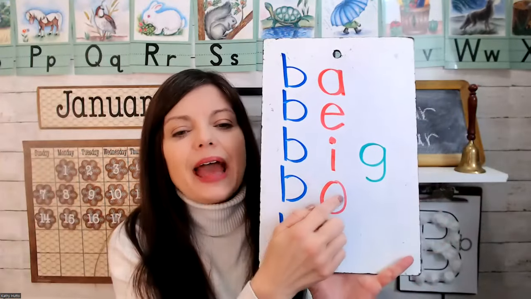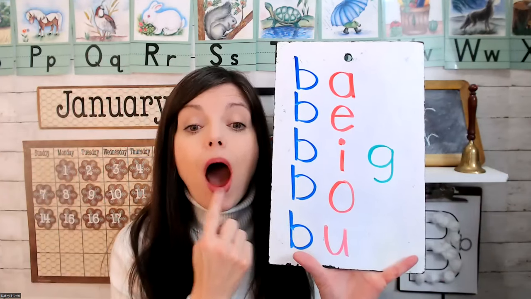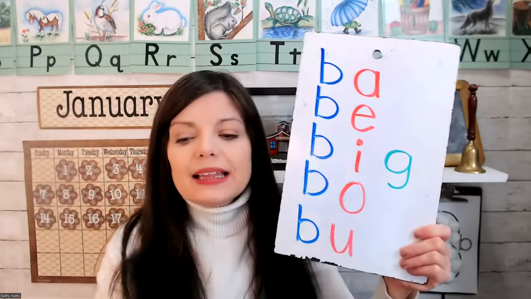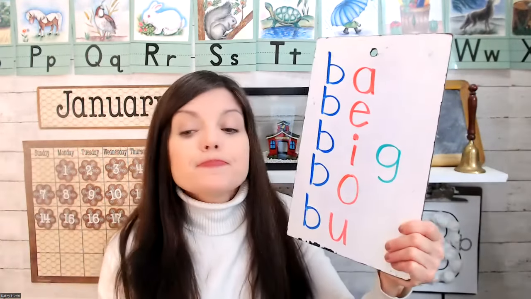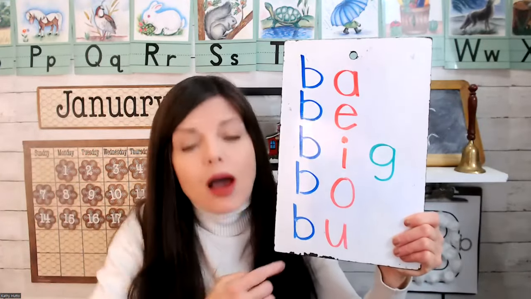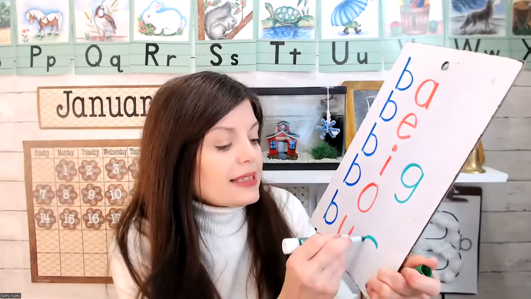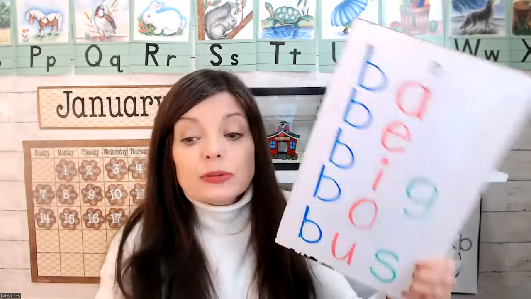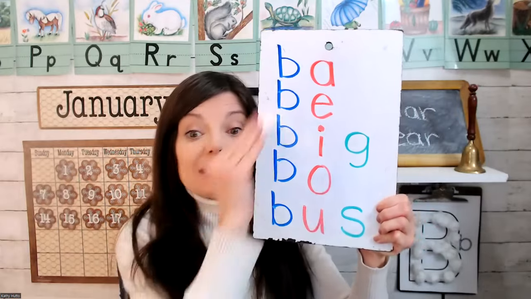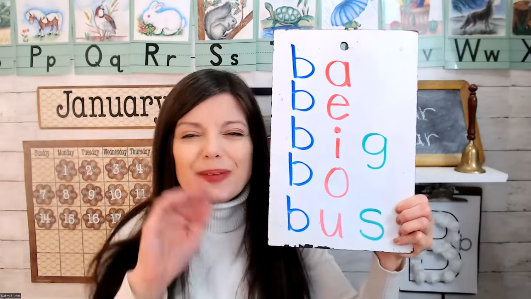Now let's try B and O. B says b, b, b, and O says ah, b, ah, ba, ba. Last one. B says b, and U says like a tummy ache. B, ba. Let's put a letter S at the end. Letter S sounds like a snake. S, bus, bus, bus, beep, beep.